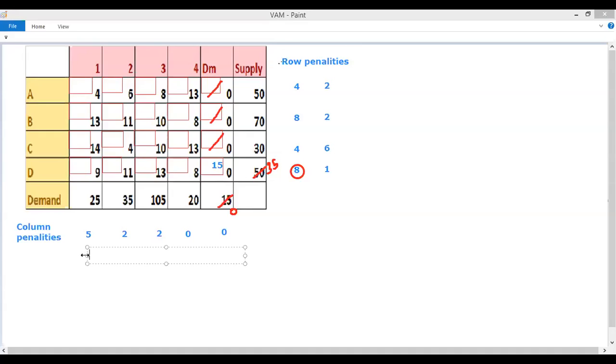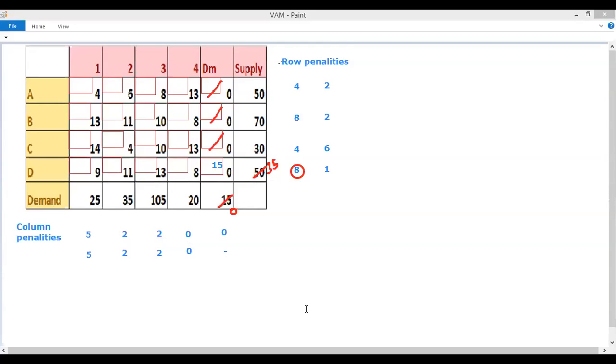And here you will get the same penalty, that is 5. And here also the same penalty, that is 2. Again here also the same penalty, that is 2. Again here the same penalty, 0. Now this has been deleted, right? We don't have to compute.